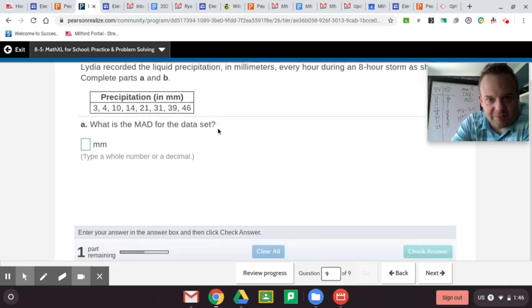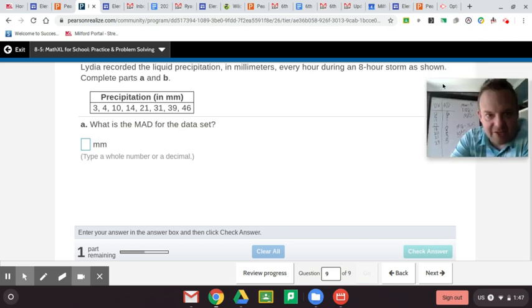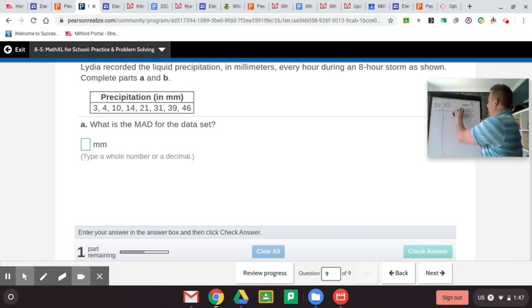Okay, this looks like a new one. Lydia recorded the liquid precipitation in millimeters every hour during an 8-hour storm as shown. Complete parts A and B. What is the MAD for the data set? First, in order to find the MAD, we have to find the mean. Once you find the mean, you have to find the absolute deviations away from the mean. So let's do that now.